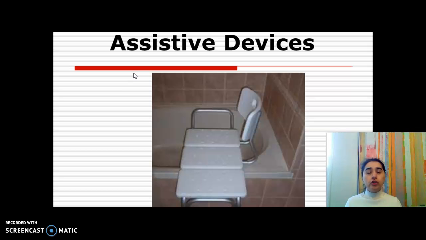So a shower chair is not appropriate because it's only safe for the patient to sit inside. But to step inside of the bathtub is dangerous because of balance and risk of falls. So what to do in this situation? A shower bench is the solution.